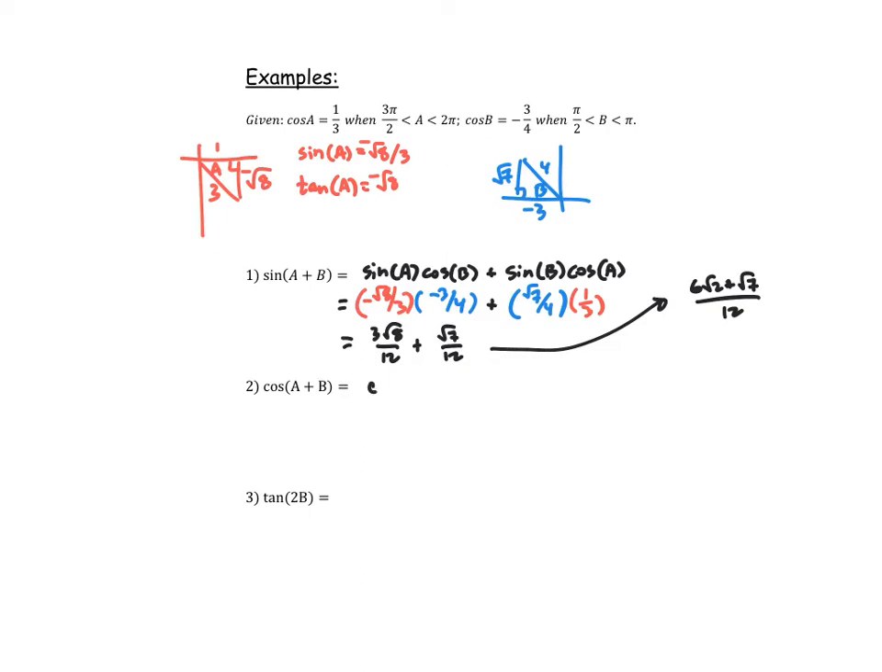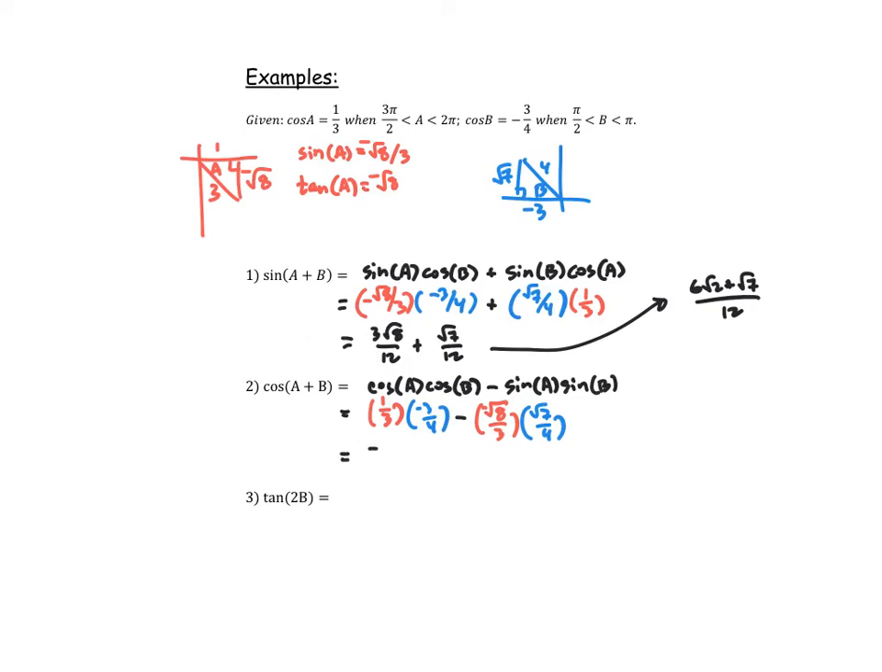Now, cosine of A plus B will be cosine A cosine B minus sine of A sine of B. Okay, same process. Cosine of A is 1/3. Cosine of B is -3/4, minus sine of A, which was -√8 over 3. Sine of B is √7 over 4. Okay, let's simplify that one.